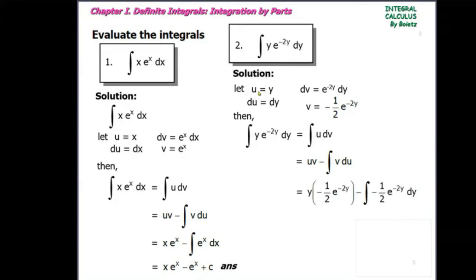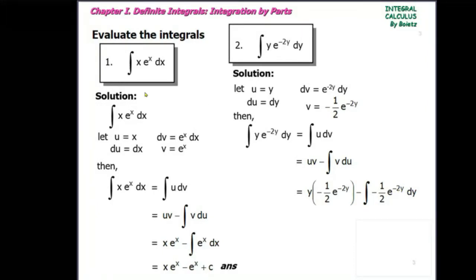So here, your u is equal to y, your dv is this one, then minus the integral of v, which is negative 1/2 e to the negative 2y, and your dv is equal to this one, then du is equal to just dy. So there you go. Then what will happen here is it separates, and the constant accompanying e to the negative 2y is taken out.